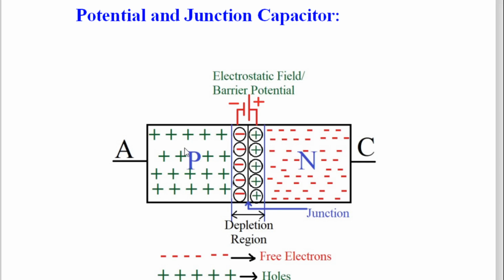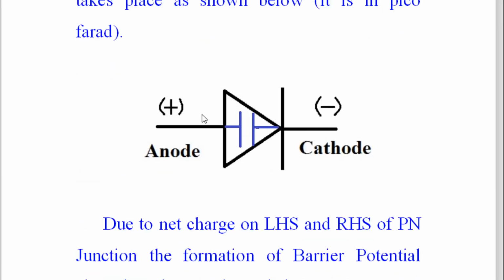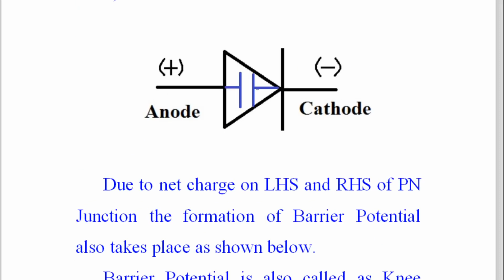And these two materials, p-type and n-type. N-type has a large number of free electrons. P-type also has only one hole and 7 electrons are still there. Therefore, this also acts as one metallic plate, and this acts as another metallic plate across the dielectric material, and therefore formation of the junction capacitor takes place. And this is the equivalent diagram of that junction capacitor. See, it is in picofarad.